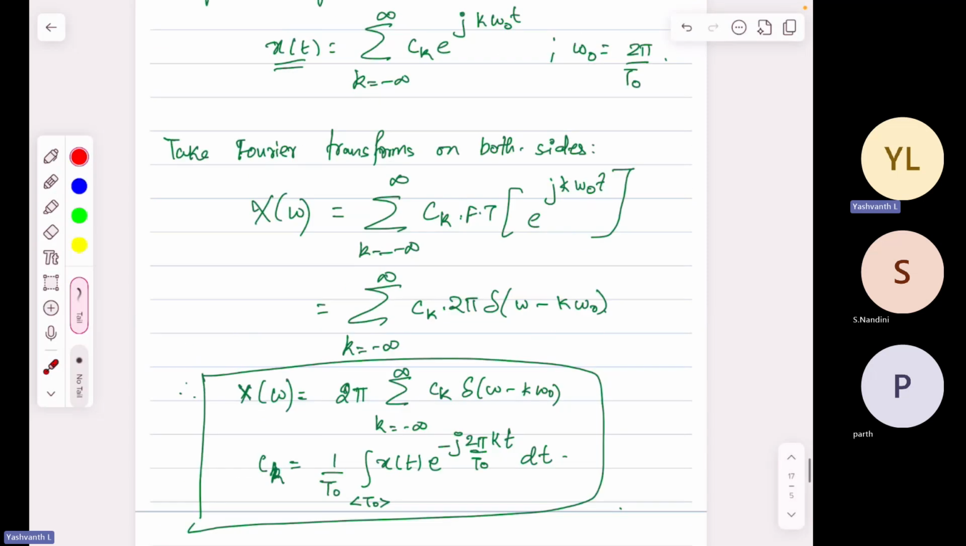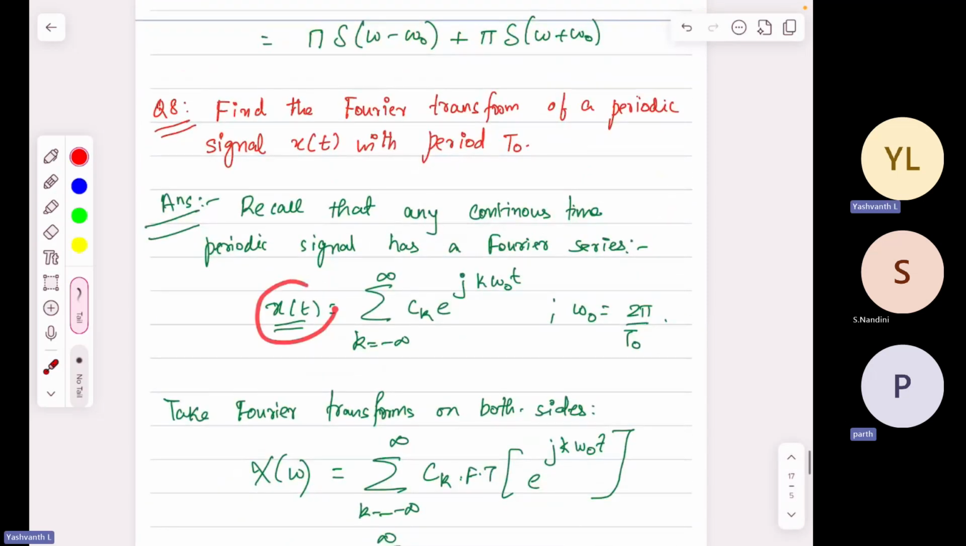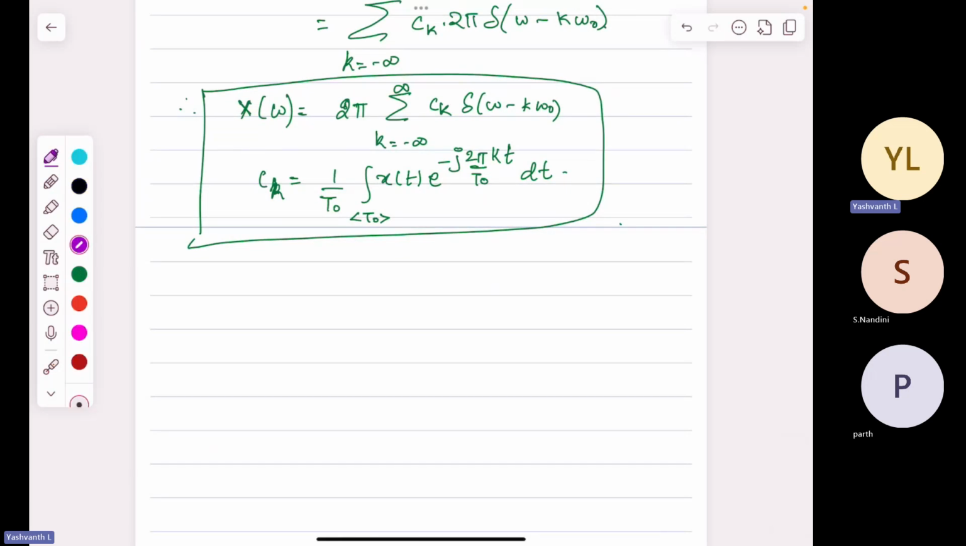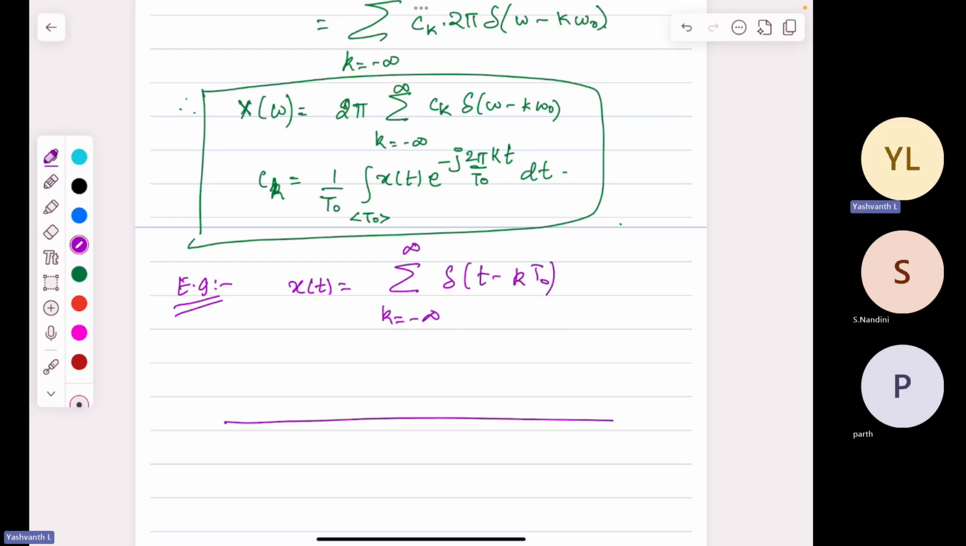For example, let's say x of t is a periodic impulse function: x of t equals the sum over k equals minus infinity to plus infinity of del of t minus k T naught. How does the signal look? At k equal to 0, you have a delta function at t equal to 0. At t equal to T naught, you have a delta. At t equal to minus T naught, minus 2 T naught, and so on. This is x of t. Am I right?